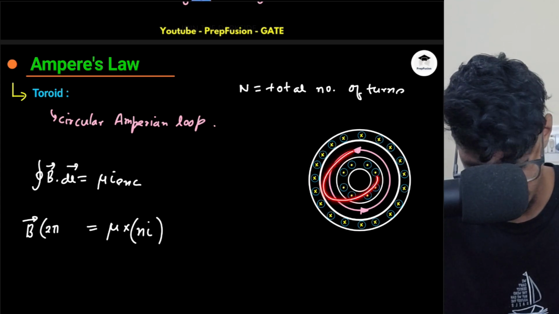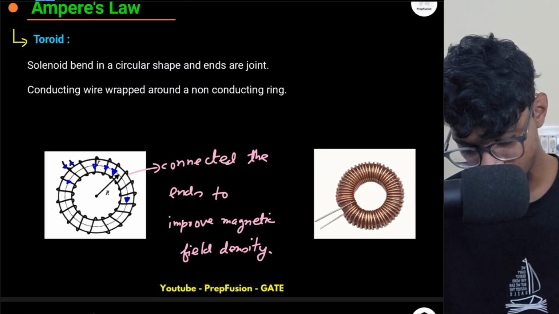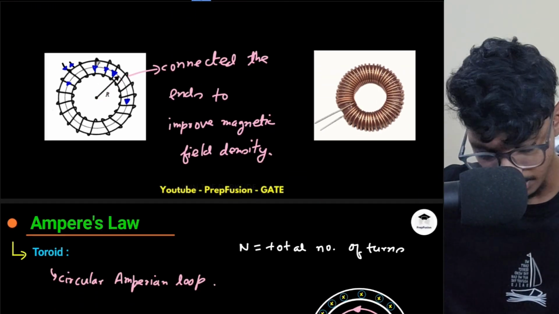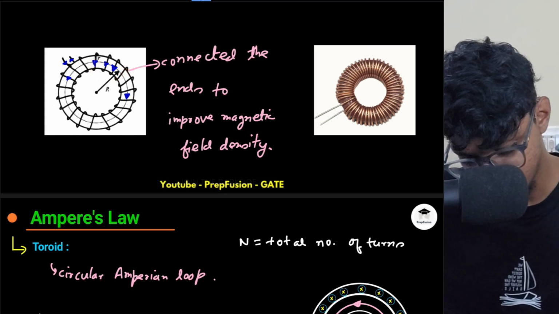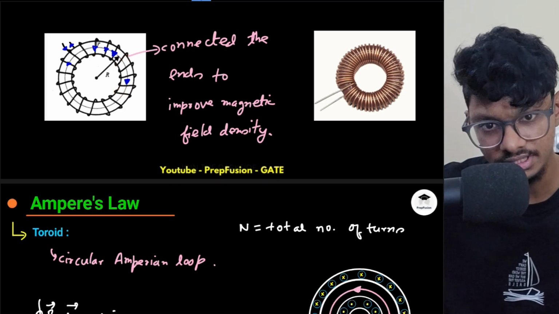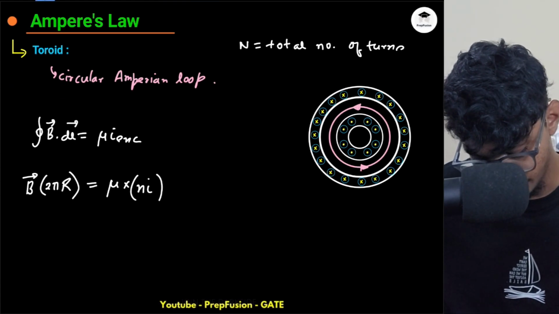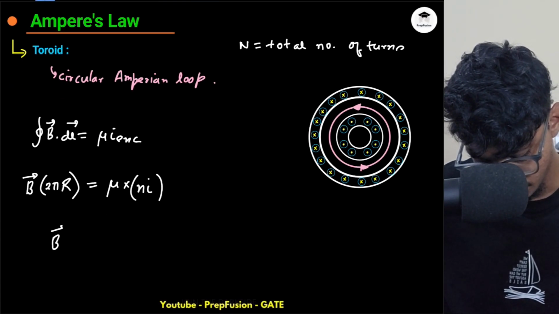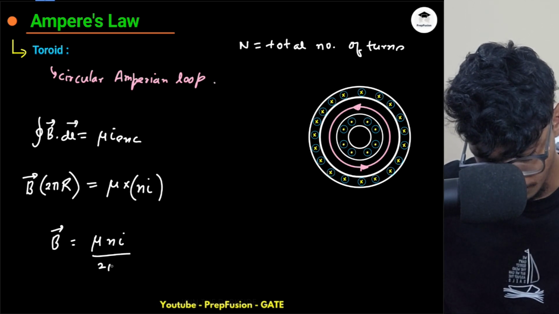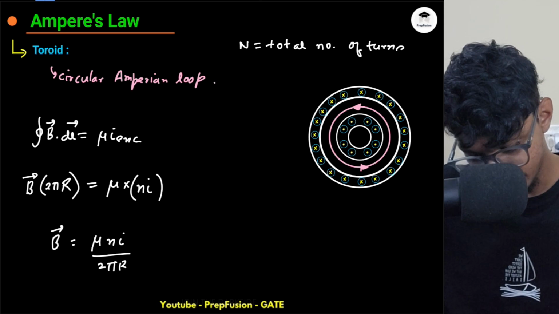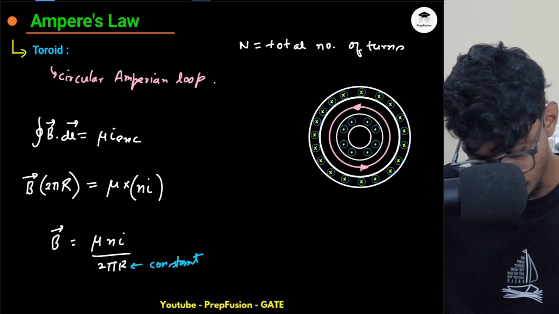What is the length of this? 2 pi r, right? And I will assume r is the mean radius, capital R. This is the mean radius between these two, because this section itself also has a radius, but I will assume the mean radius. So B will come out to be mu N I by 2 pi R. This R is a constant thing, right?